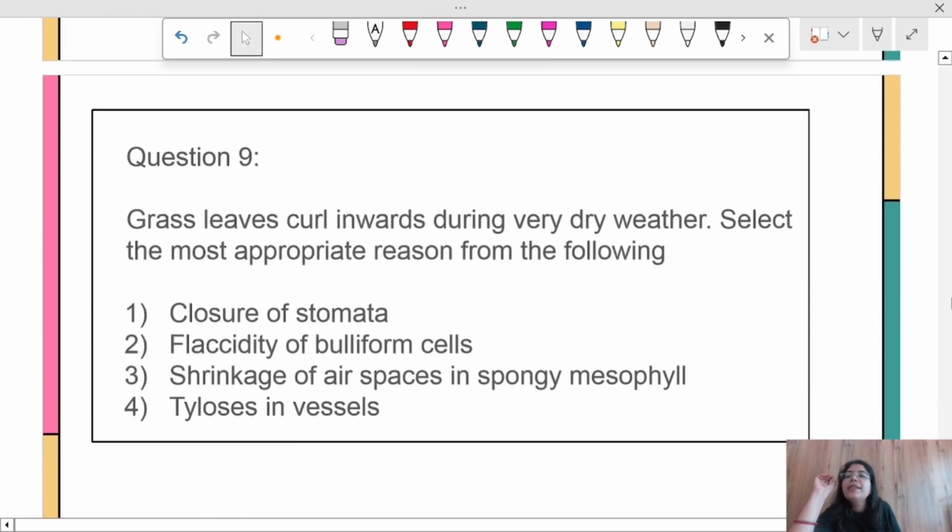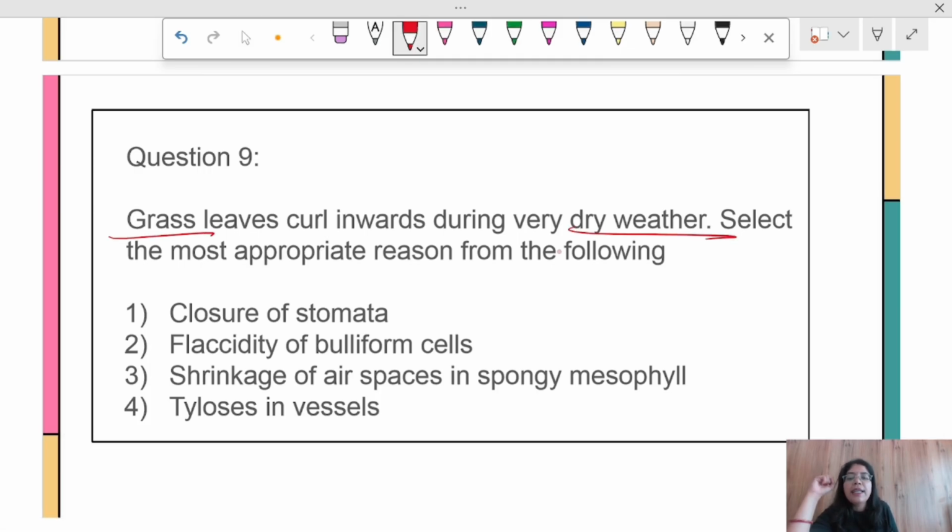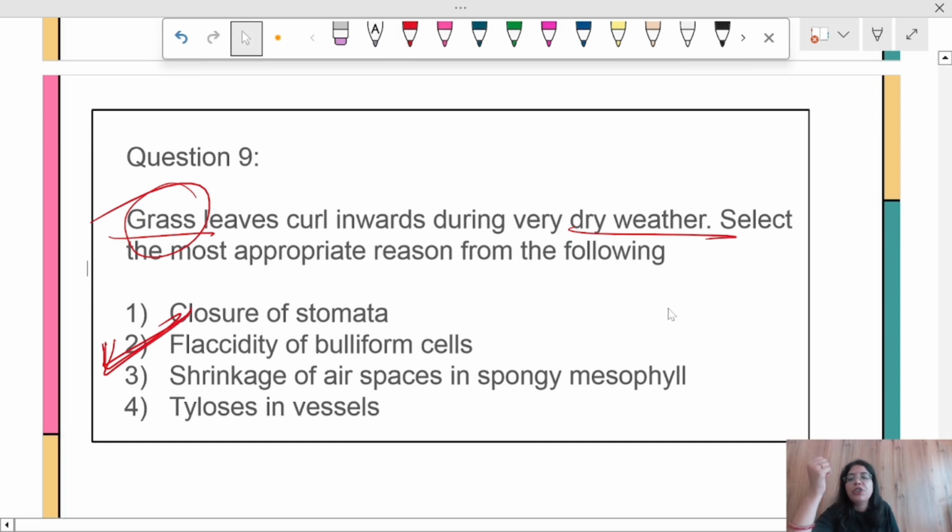Okay, grass leaves curl inwards during the dry weather. Select the appropriate reason from the following: closure of stomata, flaccidity of bulliform cells, shrinkage of air space in the mesophyll, or tylosis in the vessel. Okay, it is the flaccidity of bulliform cells because grasses, they have some cells which are colorless, empty, large. When they will lose all the water, they will allow this curling inward. Because of that, what will happen? The exposed surface area will get reduced and the stomata will become hidden and transpiration will be checked.